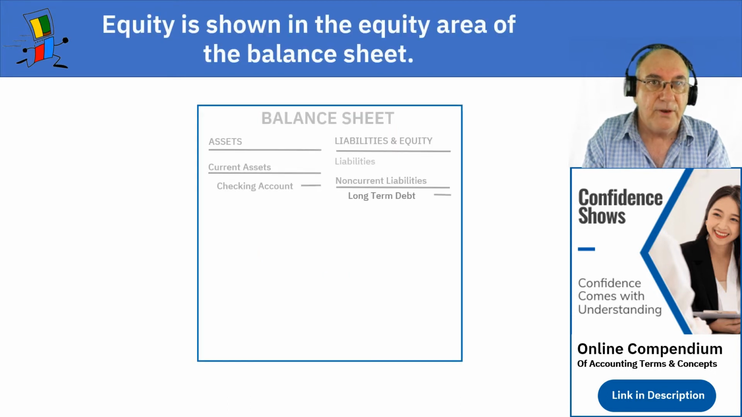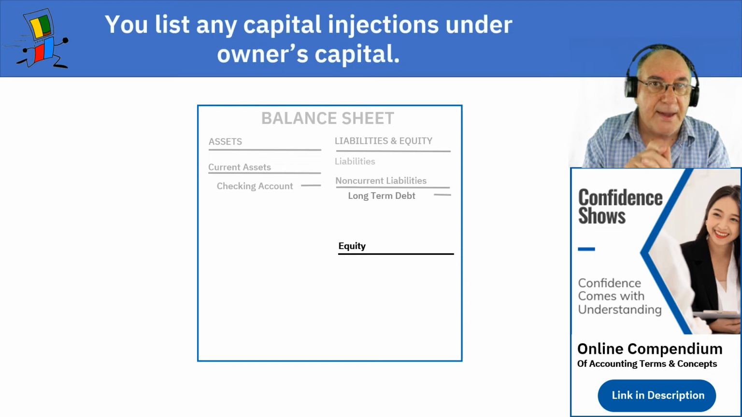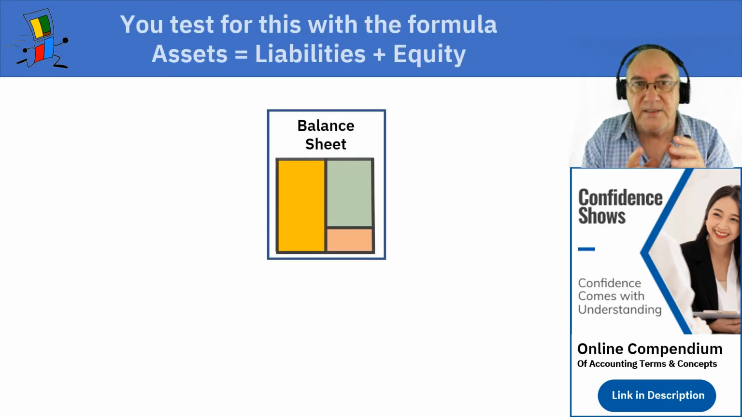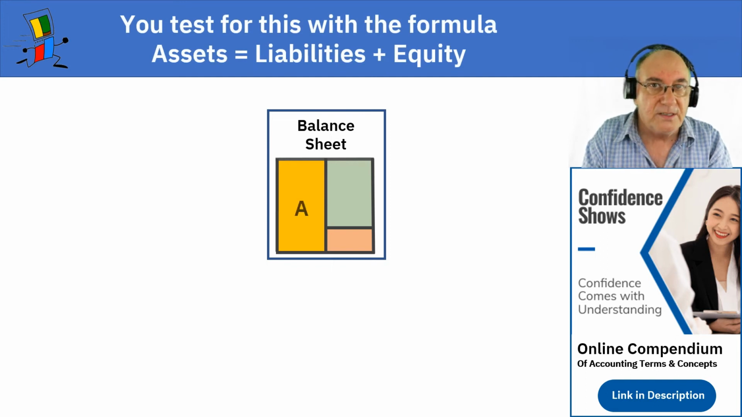Equity is shown in the equity area of the balance sheet. You list any capital injection under owner's capital. If updated correctly, the balance sheet should balance. You test this with the formula: assets equals liabilities plus equity.